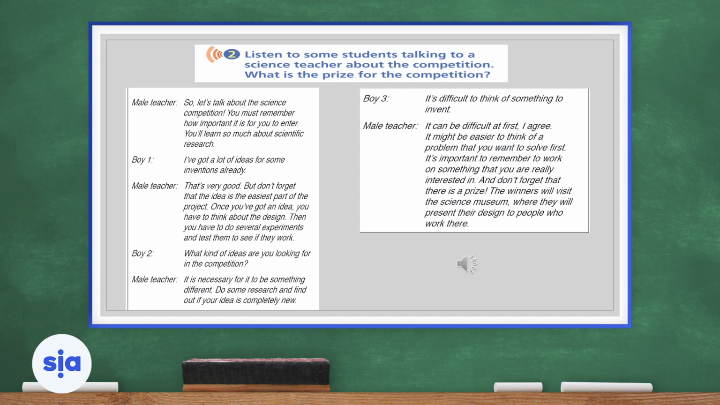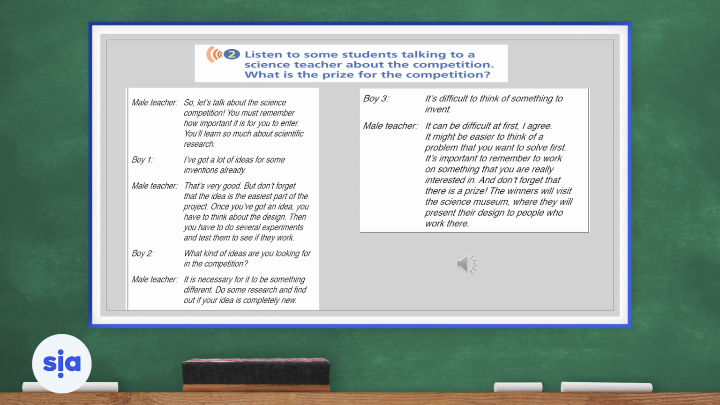What kind of ideas are you looking for in the competition? It is necessary for it to be something different. Do some research and find out if your idea is completely new. It is difficult to think of something to invent. It can be difficult at first, I agree. It might be easier to think of a problem that you want to solve first. It is important to remember to work on something that you are already interested in. And don't forget that there is a prize. The winner will visit the Science Museum, where they will present their design to people who work there.